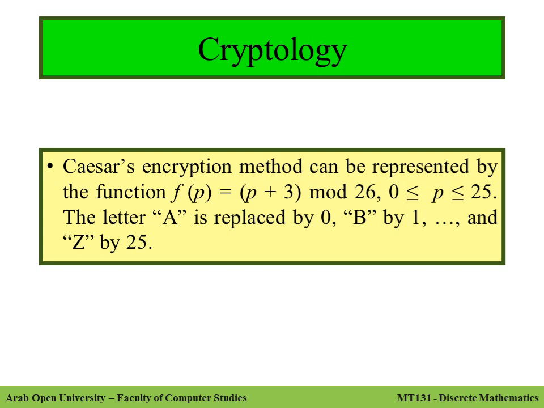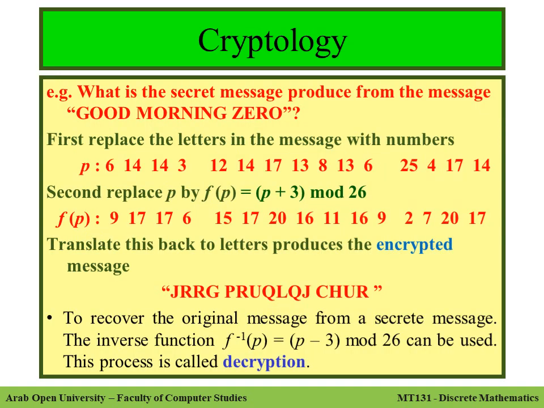The idea, of course, is a person who receives the message knows the function that you used to encrypt, so they apply the inverse function to get the message back into its original form. So we will look at several examples. Here is the first example. What is the secret message that you can get from the message good morning?